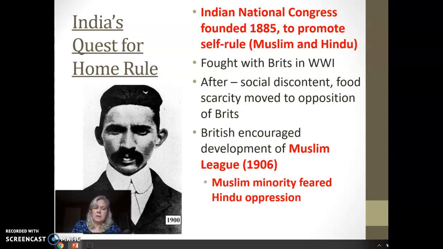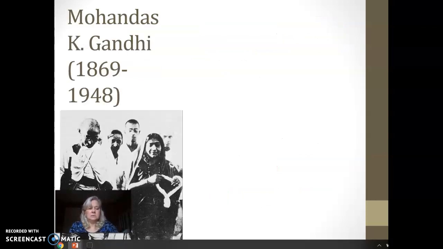The British encouraged the development of the Muslim League in 1906, and one of the reasons for this, separate from the Indian National Congress, is that the Muslim minority feared Hindu oppression. Keep in mind, the Hindus were by far the largest majority of people in India, and so laws made by the Indian National Congress very well may not include the wishes of the Muslim leaders.